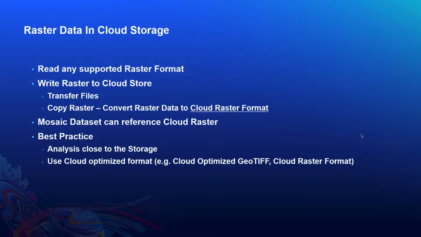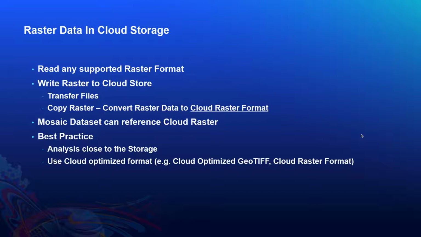And you can also use ArcGIS provided tools to transfer files to the Cloud Store. You can use the transfer files GP tool to directly move the imagery file and its auxiliary files through the Cloud Storage connection to the blob storage. You can also use the copy raster tool to convert the raster dataset from its original format to the new cloud raster format and store it inside the cloud blob storage.